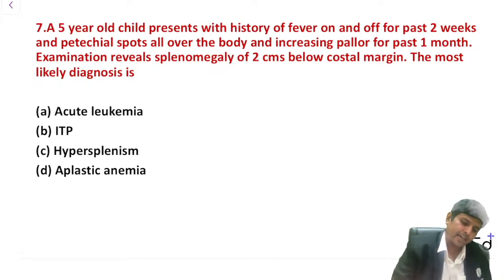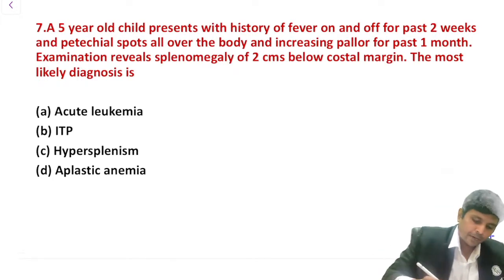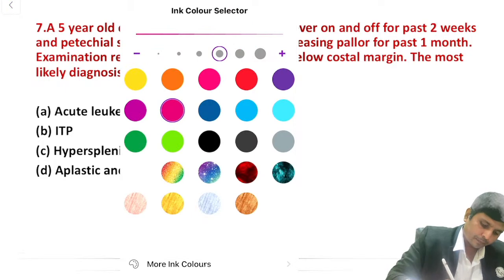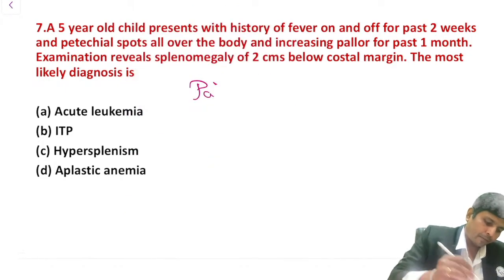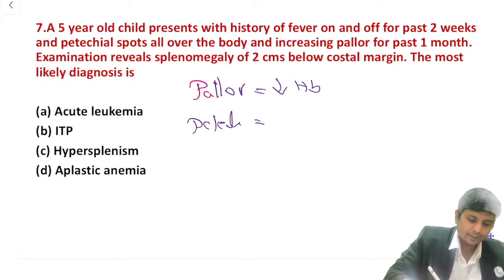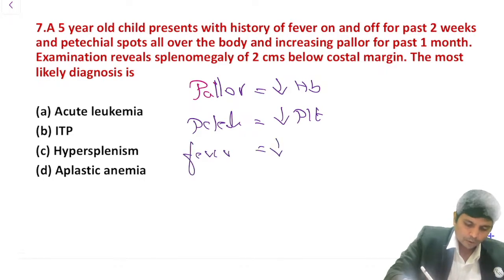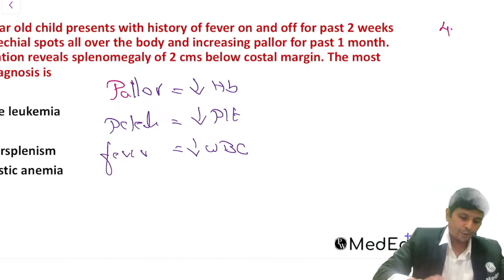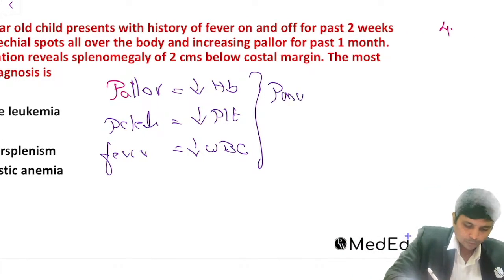So what is this? Fever is there for the past 2 weeks. Petechiae is there and then pallor. So what does it mean? Pallor indicates low hemoglobin. Then petechiae indicates low platelets. And then fever indicates low WBC. So what does it mean? You have pancytopenia. More than 1 cell involvement.